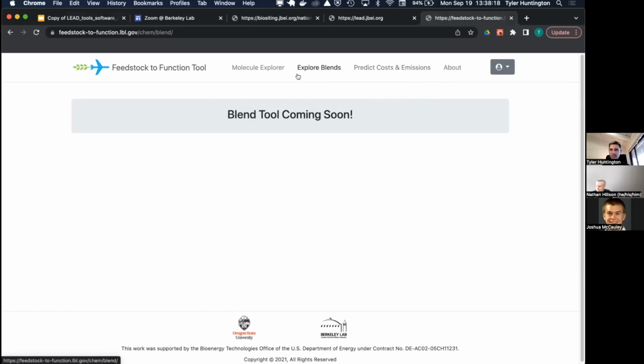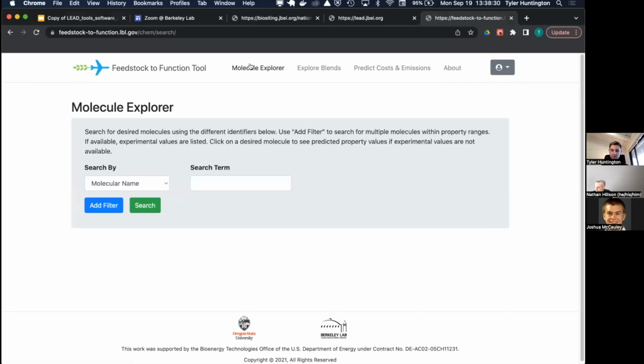Does the blending tool give you reaction conditions? If you were processing, how you would change your process compared to just single feedstocks? No, it doesn't quite go that far back upstream in the production process.